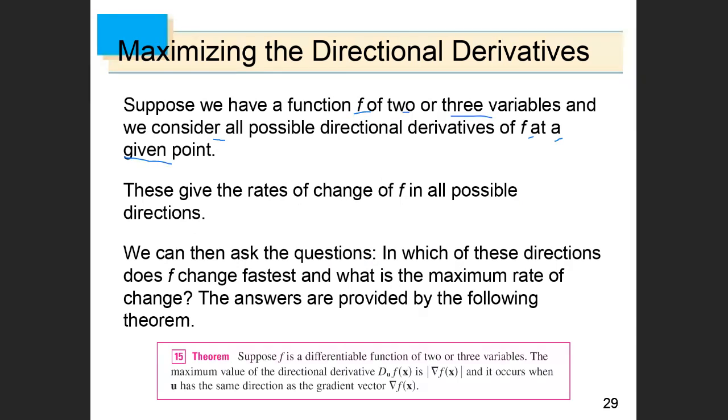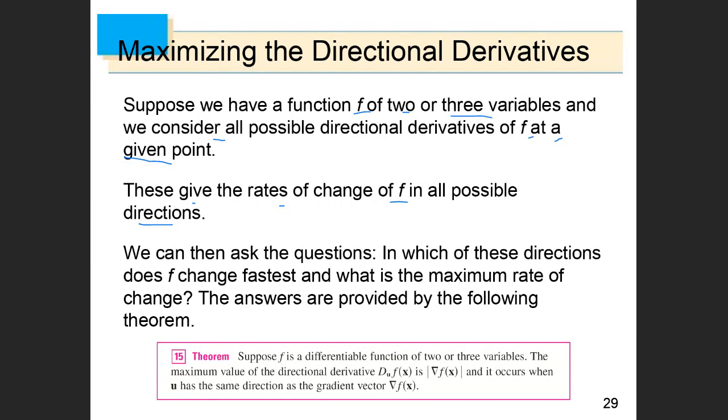So in fact, these give the rates of change of f in all possible directions. And of course, we are looking for the one that possibly maximizes the directional derivative. You may call it the greatest ascent, or the greatest descent if you're willing to minimize.